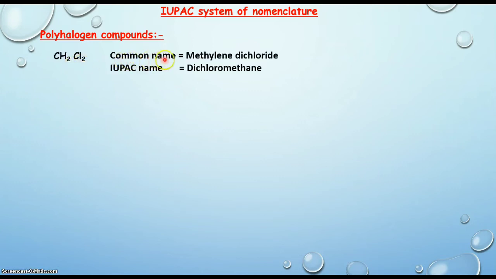CH2Cl2. Common name for this is methylene dichloride. Two chlorine atoms are bonded to the single carbon atom. Therefore, IUPAC name for this compound is dichloromethane.